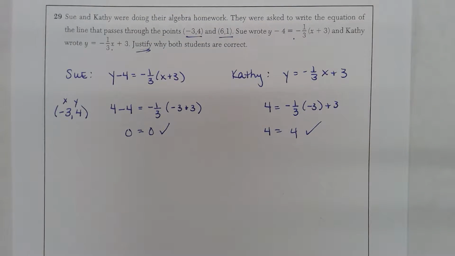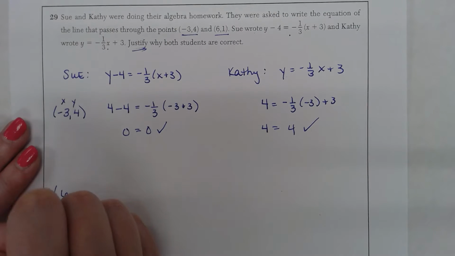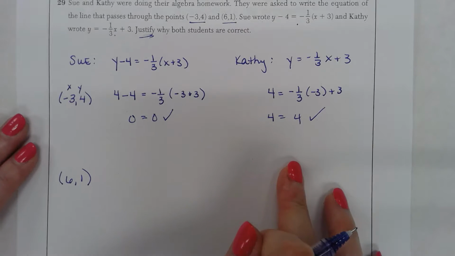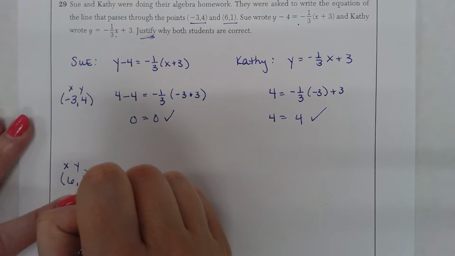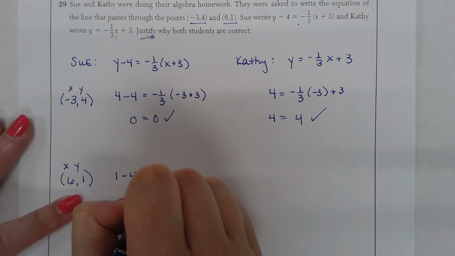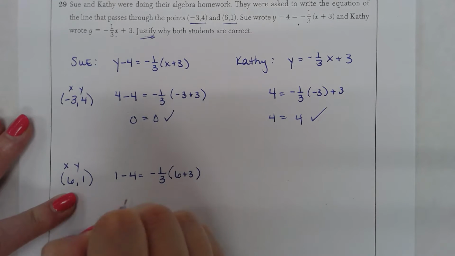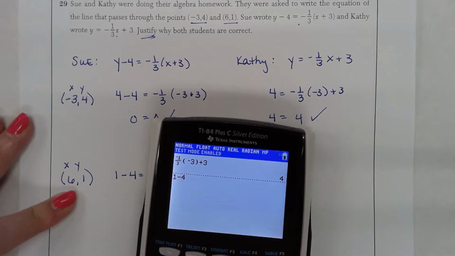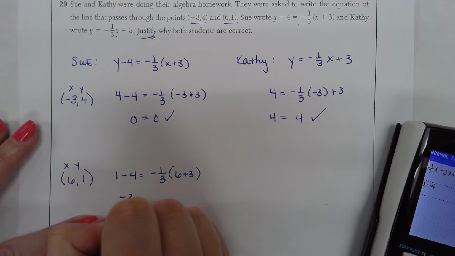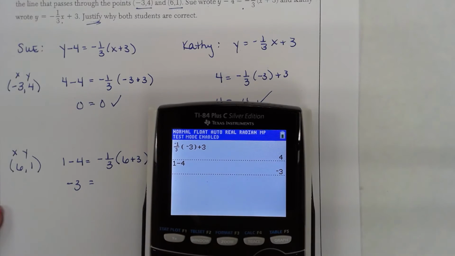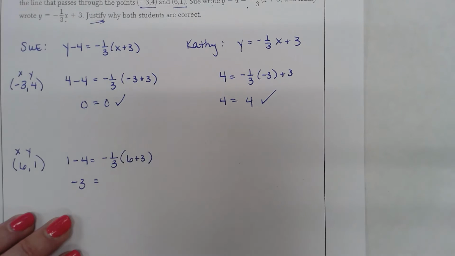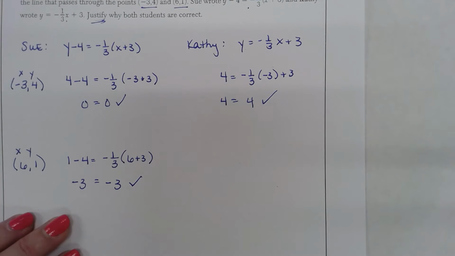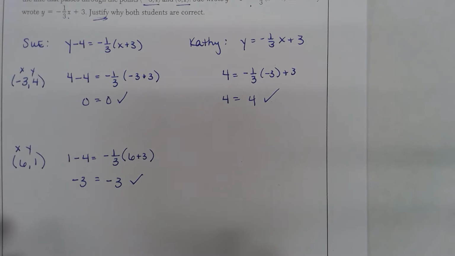So that checks. Now I'm going to take the point 6, 1 and check it in Sue, and then check it in Kathy. So remember, this is x, this is y. One minus 4, negative 3 equals negative 1/3 times 6 plus 3. That one checks. Now I have to check this point in Kathy's equation.